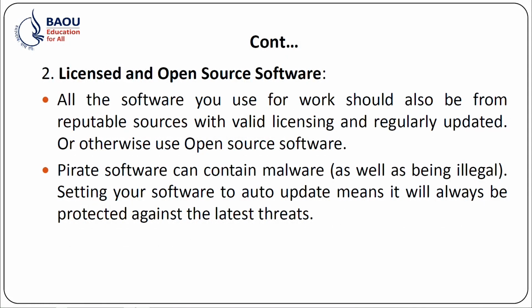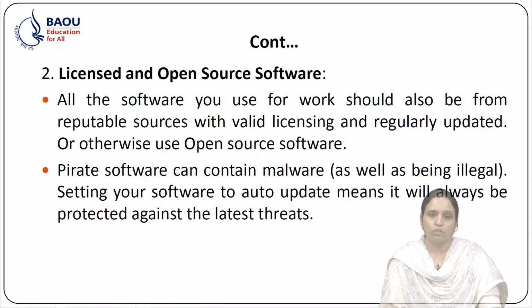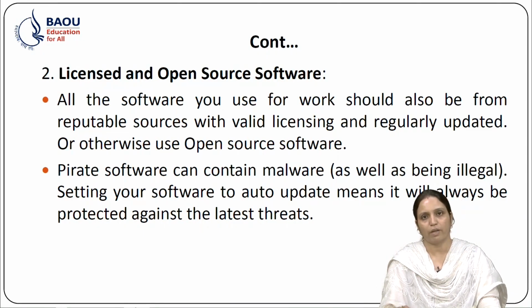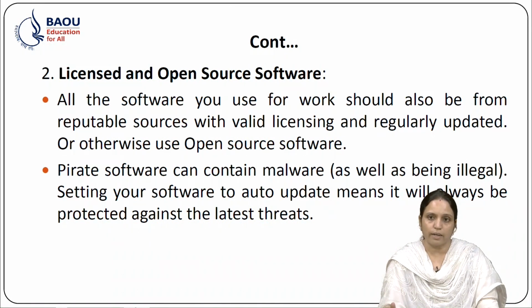Then the second one is licensed and open source software. We are talking about software. Whenever you are going to install any software, first it has to be licensed software. But if you are not able to install licensed software, then you have another option, that is open source software. All the software you use for your work should be from reputable sources. You are required to check that it is from authentic sources, with valid licensing and regularly updated, or otherwise you can go for open source software.